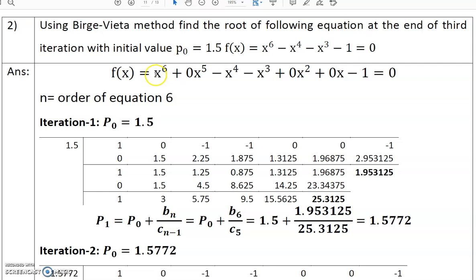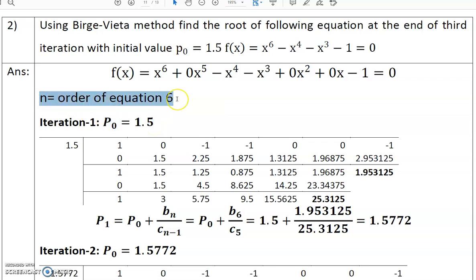Now I will write down the coefficients in the first row. See that these coefficients are written here. What are the coefficients? 1, 0, minus 1, minus 1, 0, 0, minus 1. Starting from the highest order to the lowest order, we write down the coefficients first. And what is the initial value given? In the first iteration, the initial value is given as 1.5.